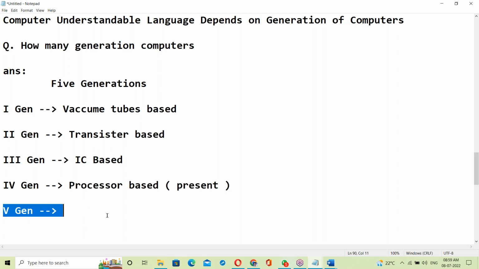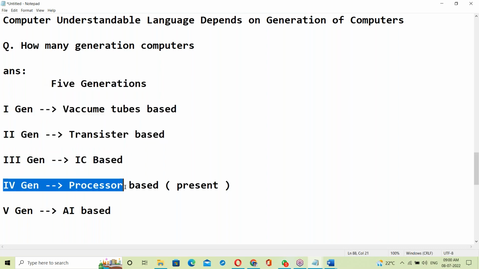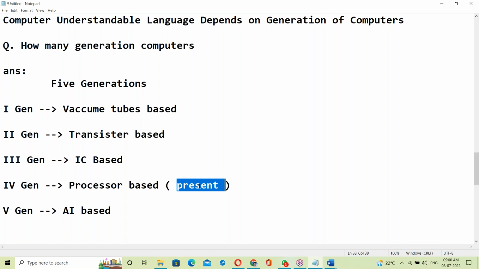So what is a fifth generation computer? Yes, it's AI based. Okay, totally 5 generations. Presently we use processor based computers, so presently it's the fourth generation. This is the present generation.